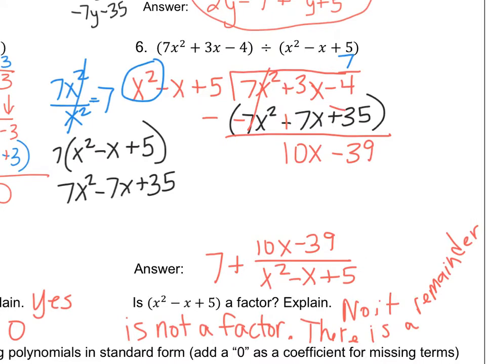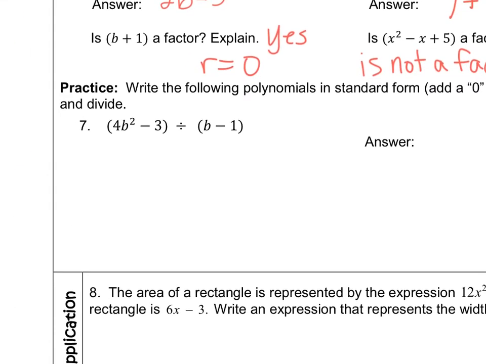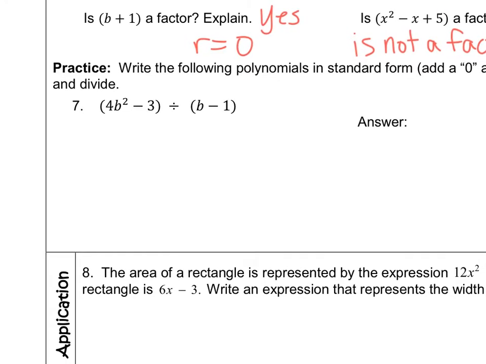So this one actually was a very simple one-stepper. Our answer was 7 plus the remainder, which is 10x minus 39 over x squared minus x plus 5. Because there's a remainder, this is not a factor. All right, so let's look at number 7. Number 7, they're throwing in, making sure that you get it into standard form. So let's get number 7 set up together.